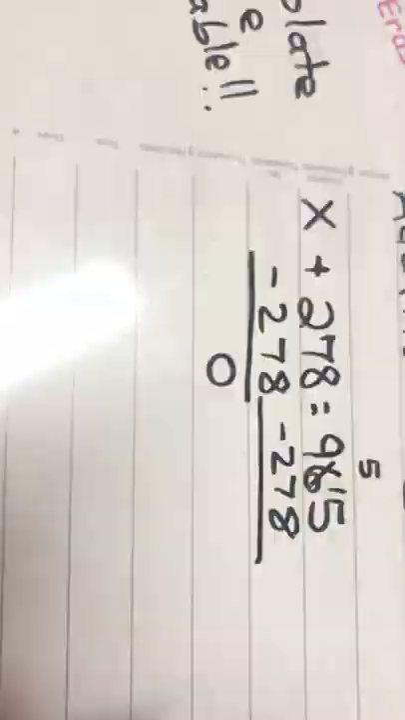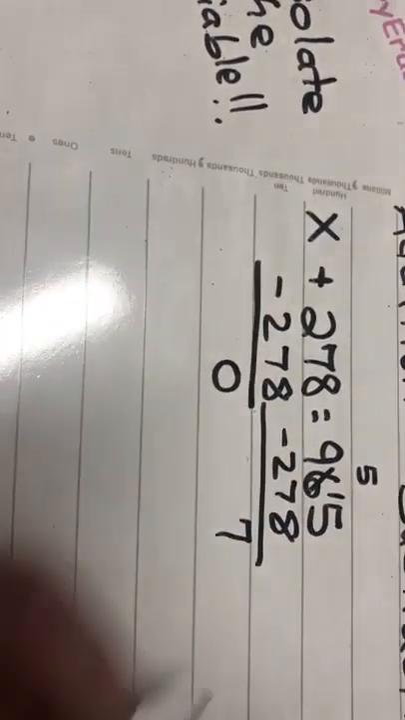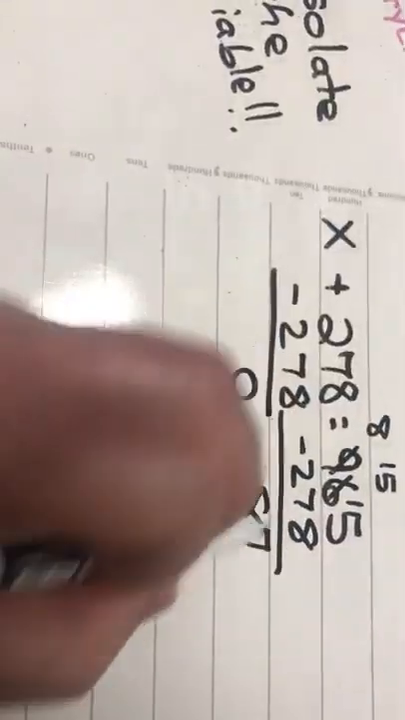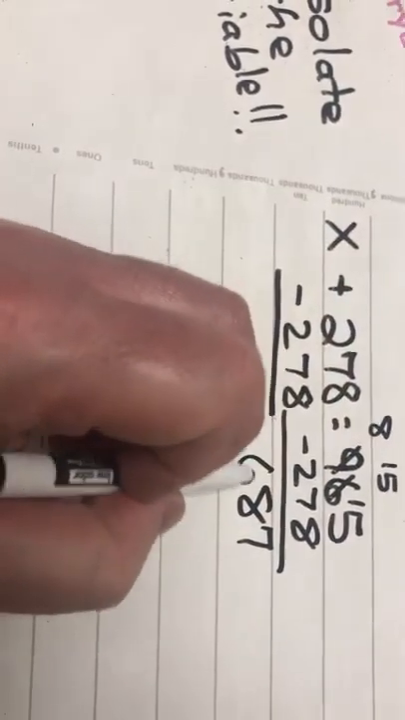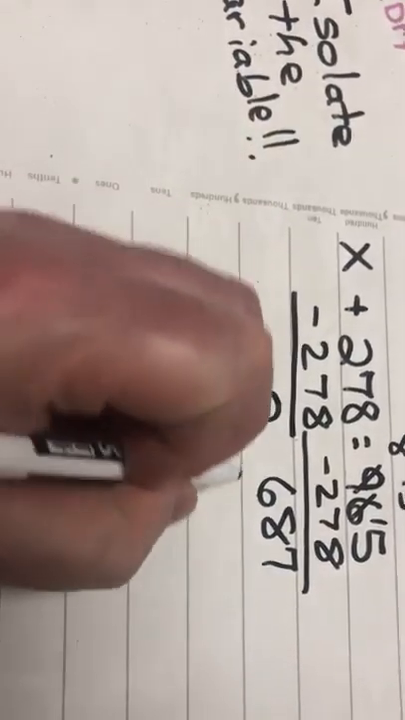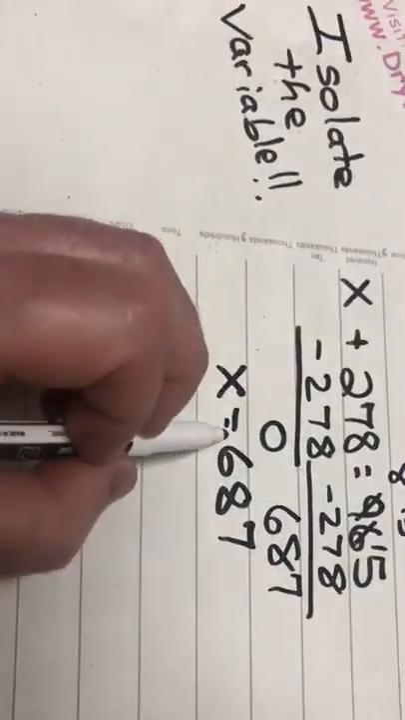So I can't do 5 minus 8. I just subtract that like normal. The 6 becomes 5. The 5 becomes 15. 15 minus 8 is 7. I can't do 5 minus 7. I cross off the 9. I make it an 8. I make the 5 a 15. 15 minus 7 is 8. 8 minus 2 is 6. I get 687. X equals 687. All right, well, that's not hard.